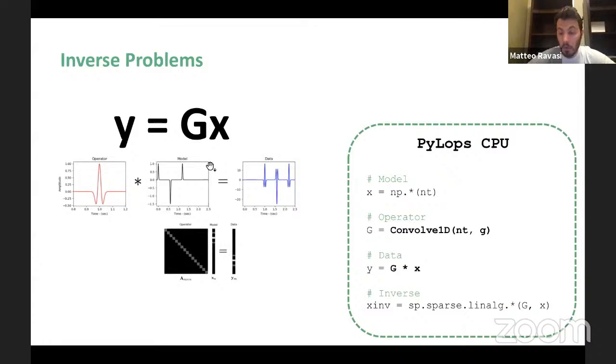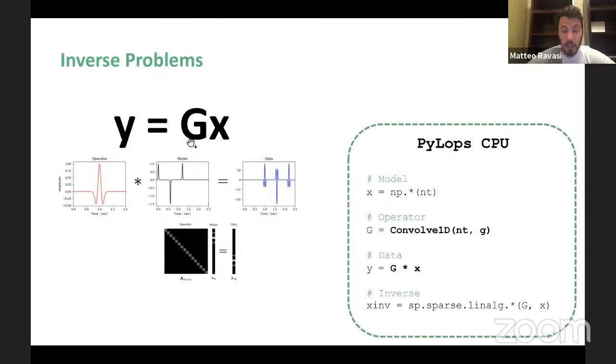You just need to be able to write a piece of code that, if you feed a vector in the model space, will give you a vector in the data space. And also a second piece of code that, if you feed a vector in the data space, will give you a vector in the model space. And this second piece of code will mimic what is called the adjoint of your matrix or operator.